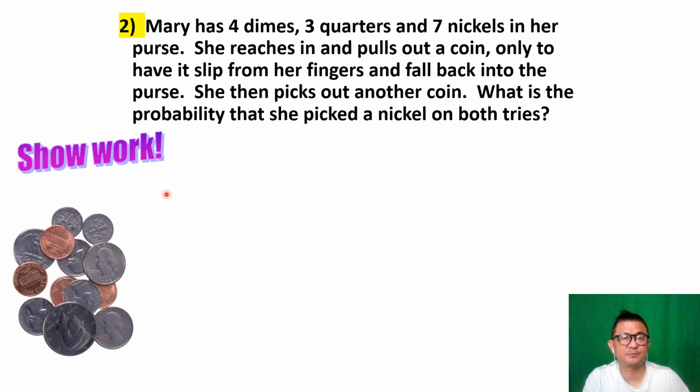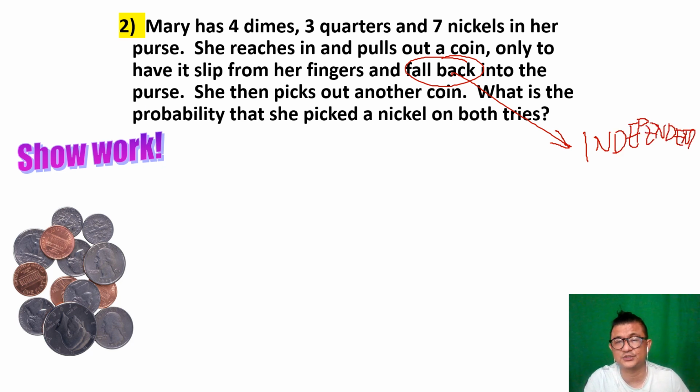Okay, let's read this next problem. Mary has 4 dimes, 3 quarters, and 7 nickels in her purse. She reaches in and pulls out a coin, only to have it slip from her finger and fall back into the purse. Then she picks out another coin. What is the probability that she picked a nickel on both tries? Remember, it slipped back. So it went back. Is that dependent or independent? You have to identify that first. Slip back, fall back. So you return it back. It is independent.